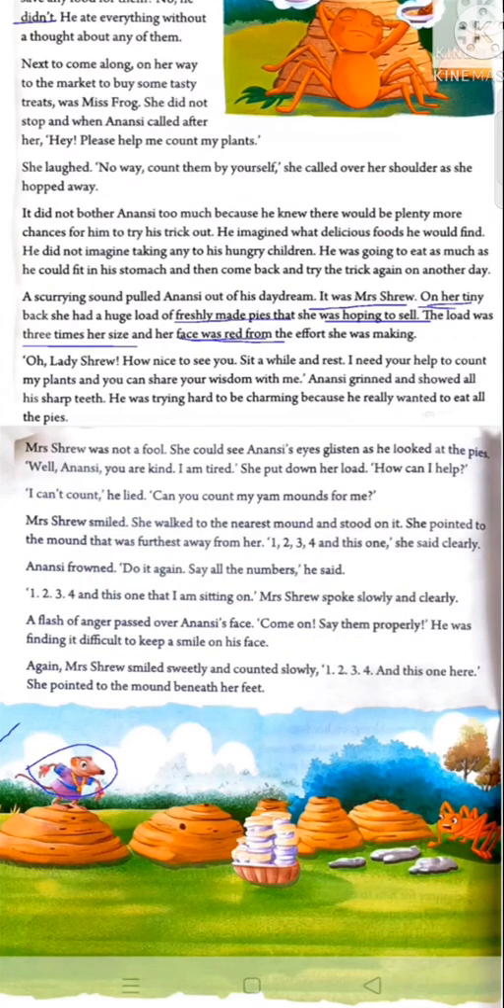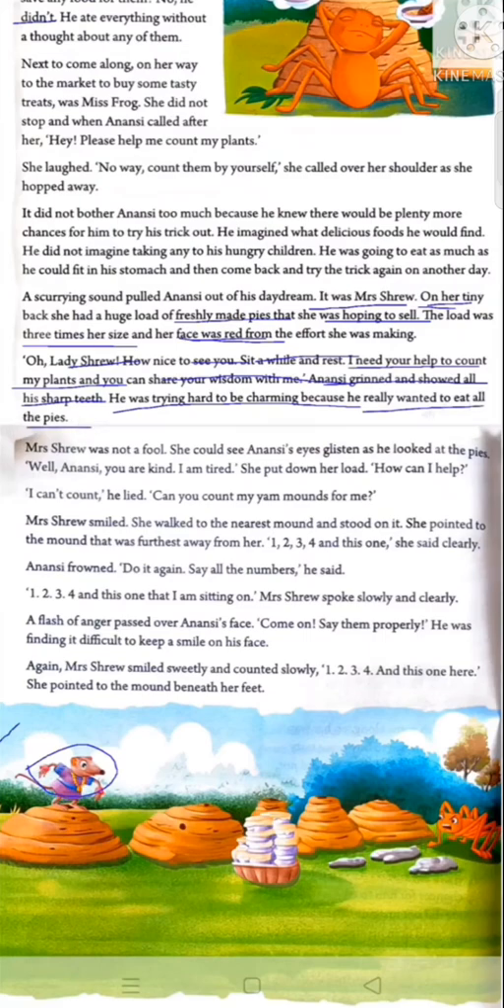Next: "Oh Lady Shrew, how nice to see you. Sit a while and rest. I need your help to count my plants, and you can share your wisdom with me." Anansi grinned and showed all his sharp teeth. He was trying hard to be charming because he really wanted to eat all the peas.